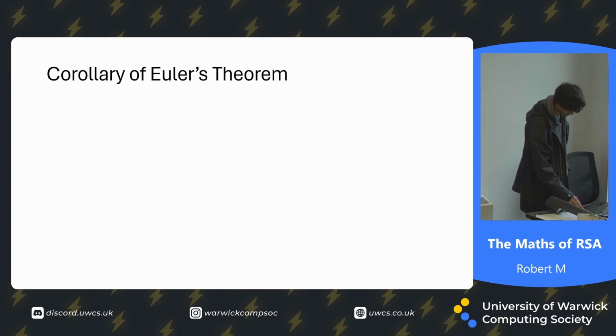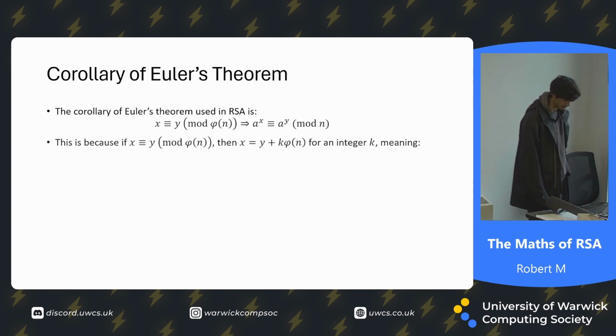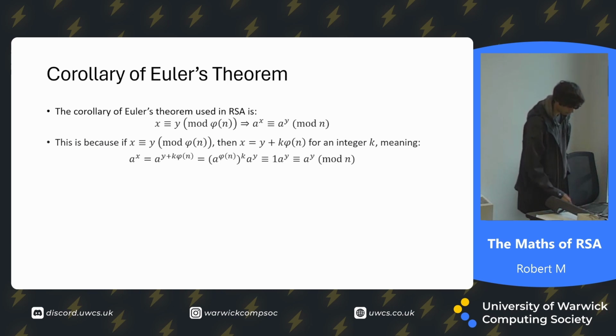So the corollary of Euler's theorem that's actually used in RSA is this, which is that if x is congruent to y modulo phi n, then that implies that a to the power of x is congruent to a to the power of y modulo n. This is because if x is congruent to y modulo phi n, you can rewrite that as x is equal to y plus k phi n for some integer k. And follow this, it's fairly basic modular arithmetic.